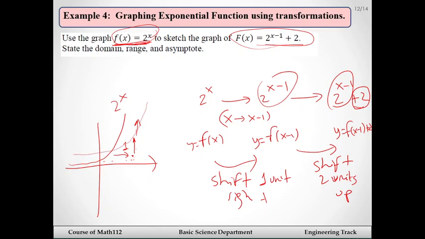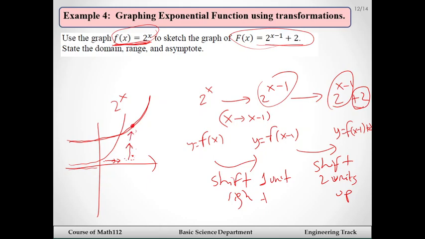And in this, be careful about the asymptote. The asymptote will be lifted also 2 units. So the graph should look like this then, okay? So this is how you get this one. Okay, let me make it clear. 1 unit right, 1 unit right, and 2 units up.